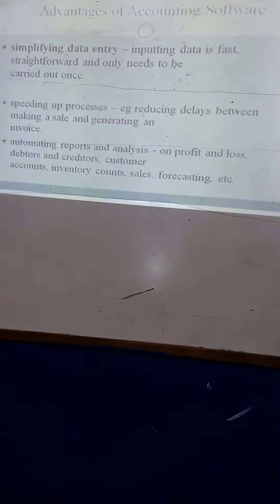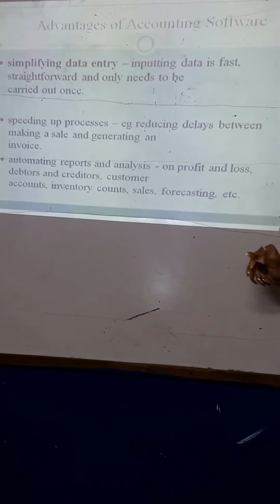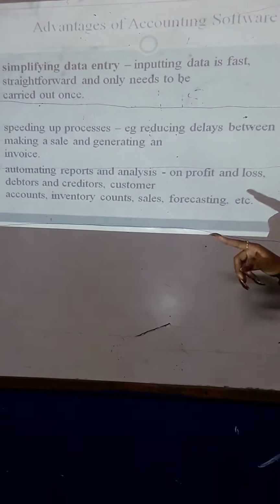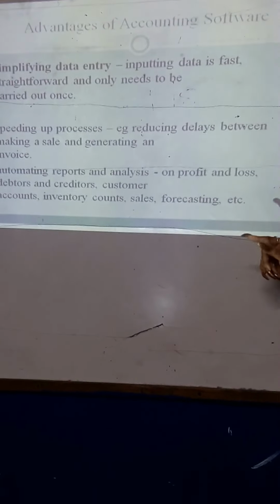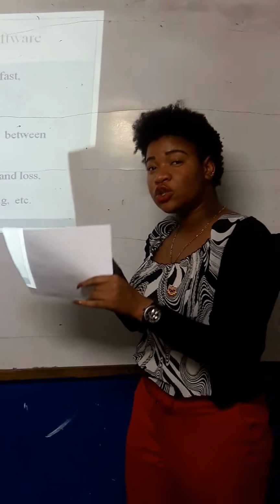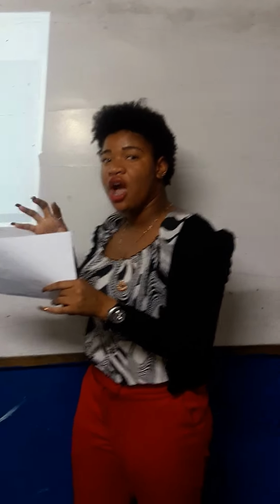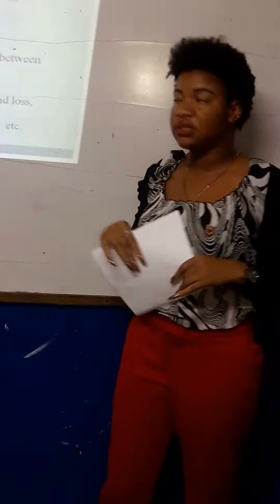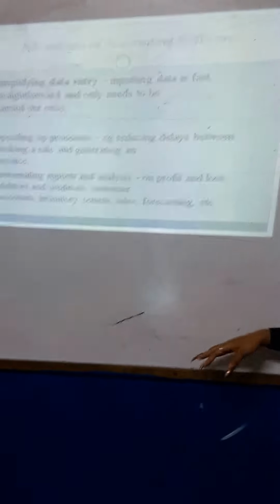Automating reports and analysis. On profits and loss, debtors and creditors, customers, accounts, inventory counts, sales, forecasting, etc. So all of this information is stored on your system. And remember, the systems that we have just gone through are Peachtree, QuickBooks, and Bookkeeper. All of this goes with those systems. Let's move on.